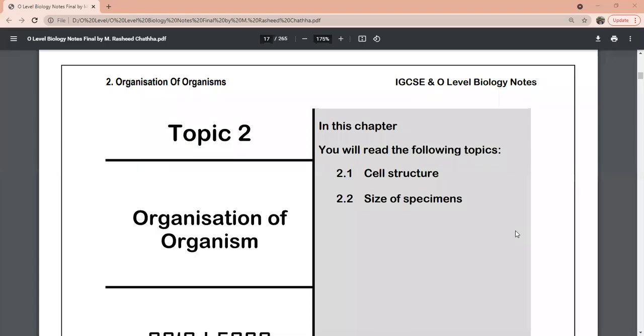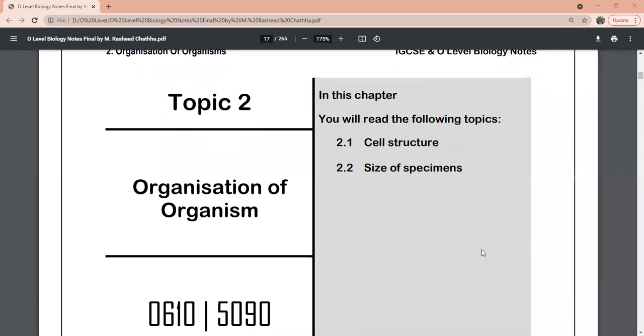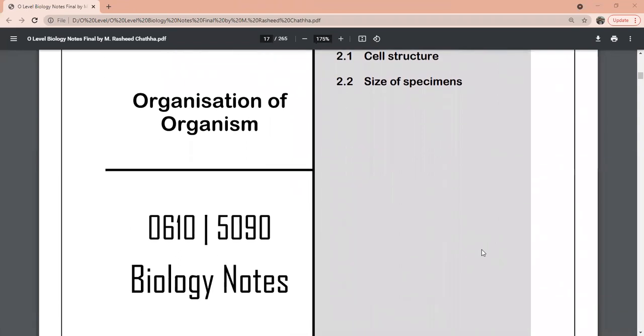Bismillah ar-Rahman ar-Rahim. Dear students, today we are going to study chapter 2, Organization of Organisms. This can also be written as cell structure and organization. In this chapter, inshallah, we will study about the cell, structure of the cell, cell organelles, then maybe differences between animal and plant cells, similarities between both of these, then sizes of the specimen and some of the special cells. So let's start.